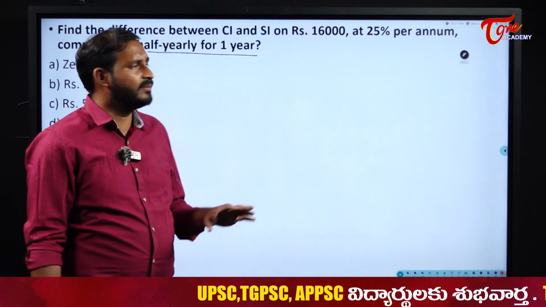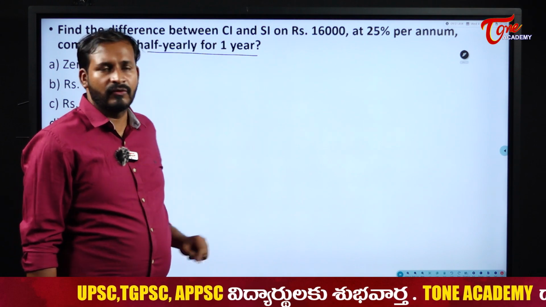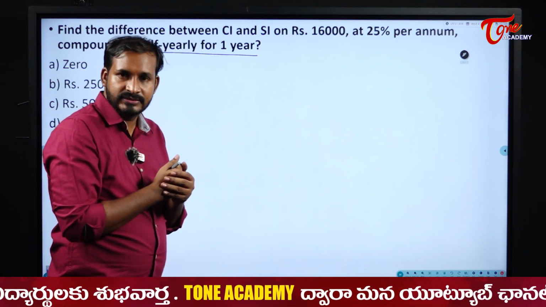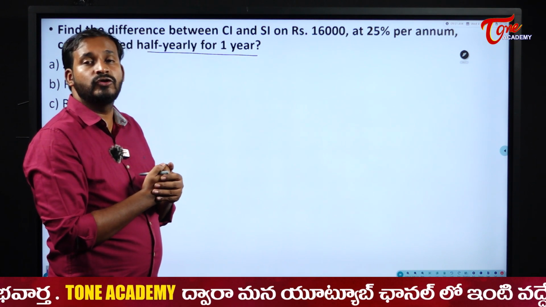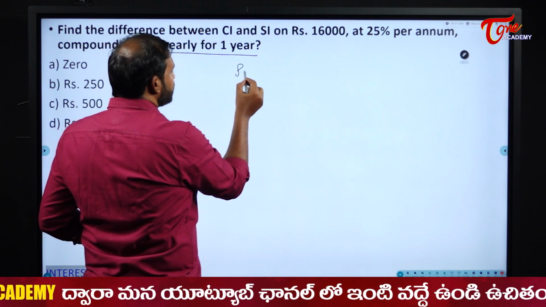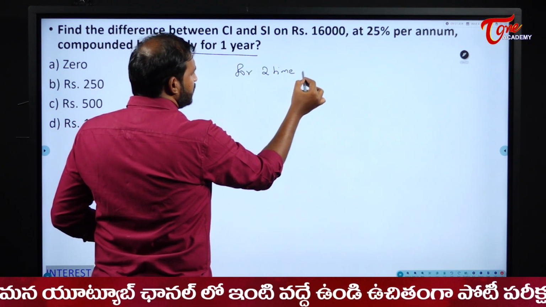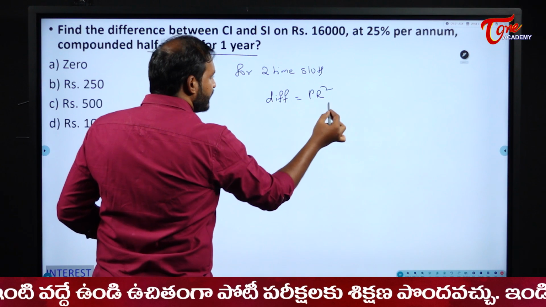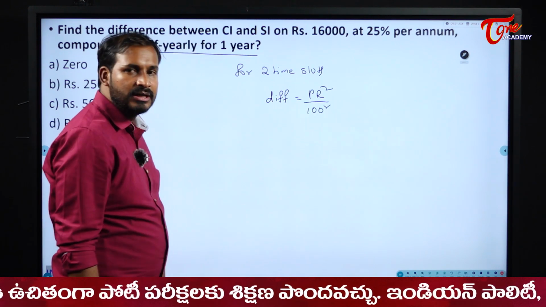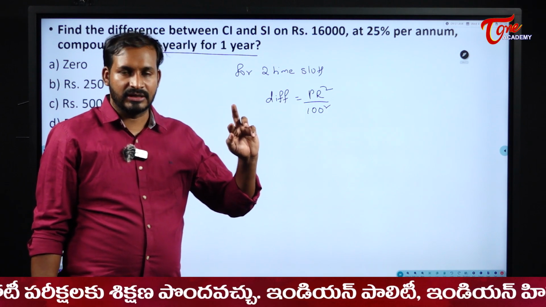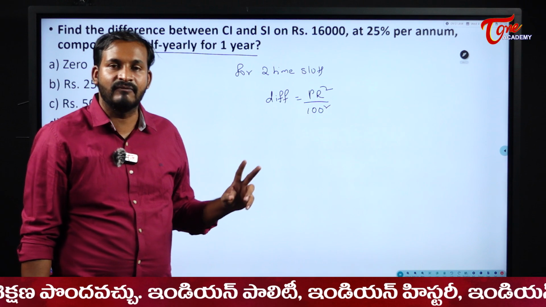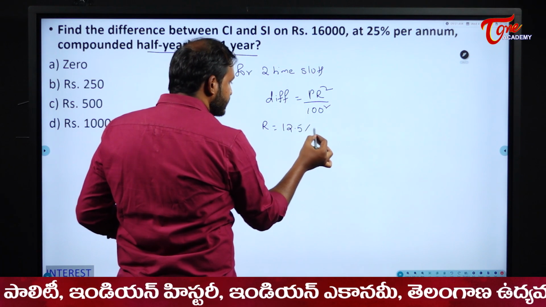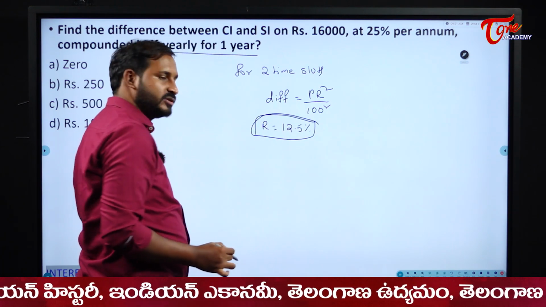So this is more or less the same formula as for 2 years. Instead of 2 years, we can consider it as 2 time slots. Difference between CI and SI for 2 time slots will become the same formula: PR square by 100 square. Already I told you, if the time period increases by double, rate of interest will become half. So what will be my rate of interest in this case? It will be 12.5%. This is the only change which you should keep in your mind, students.